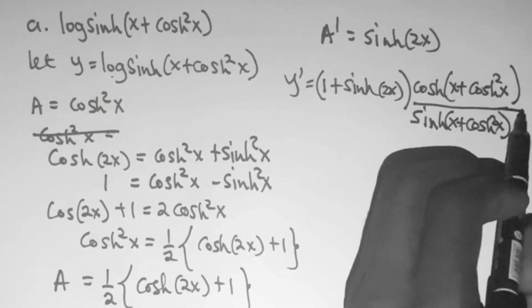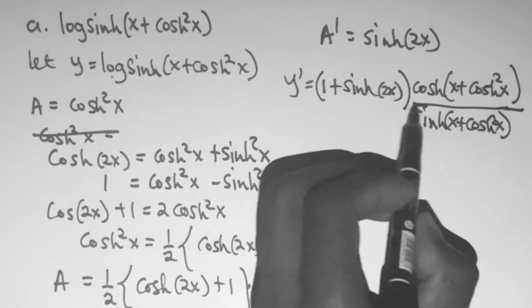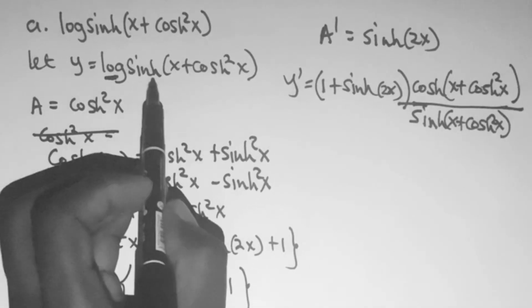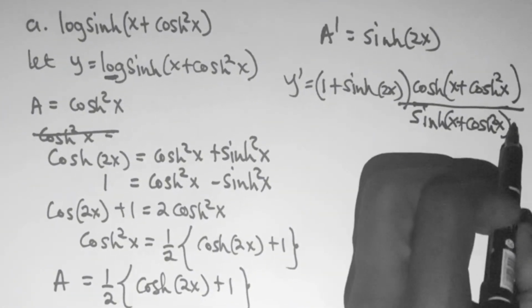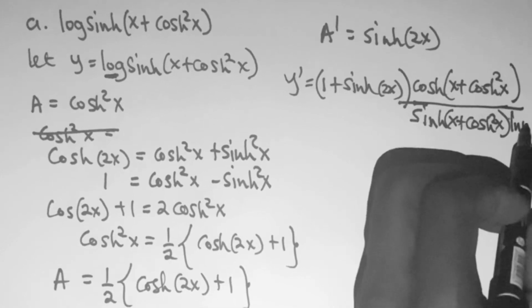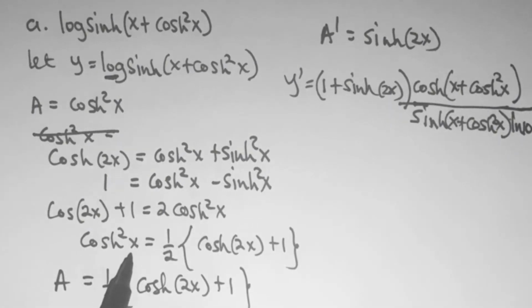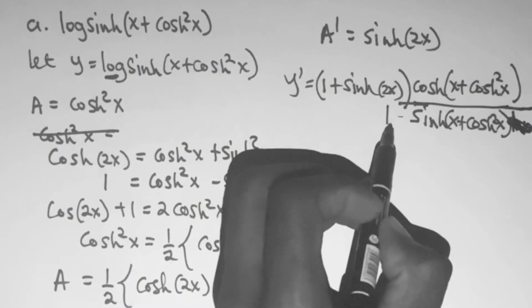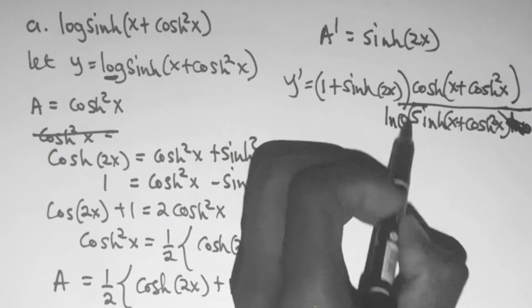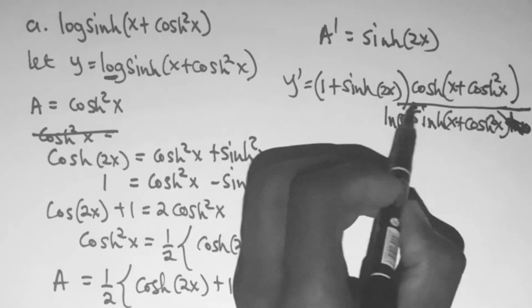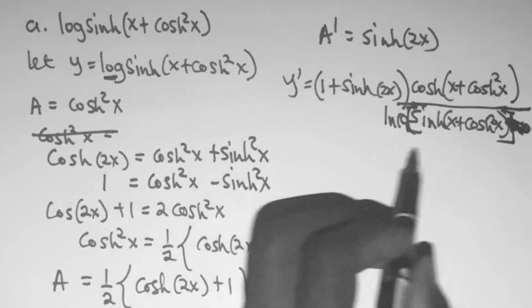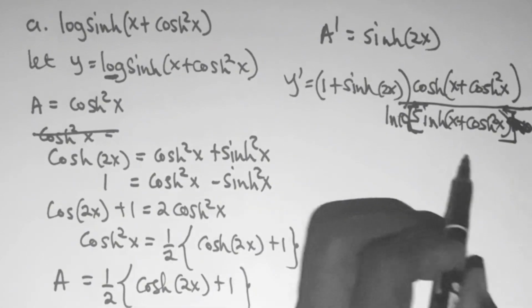But there is a certain term that we have ignored, and that is, since this is log base 10, we need to multiply by 1 over natural log of 10. Let me write it here, natural log of 10. Now, I have done a video on how to differentiate logarithmic functions. So if you don't understand this, you can watch that video.